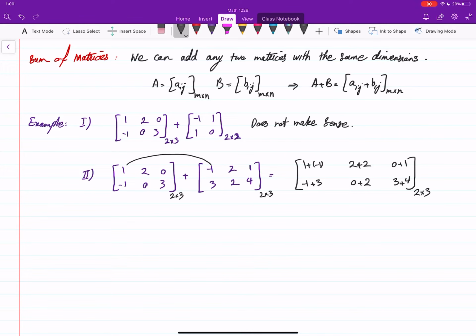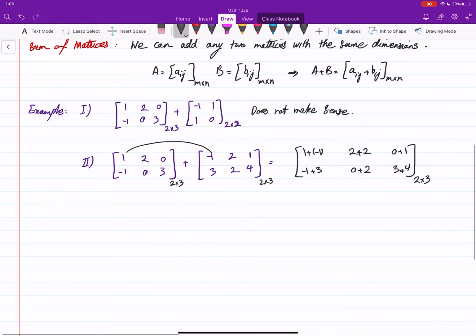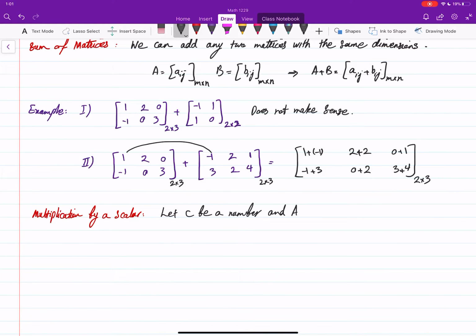And, well, this way you define the sum. Okay. The next thing is multiplication by a scalar. So if you choose any matrix, let c be a number or a scalar, and A be an m by n matrix, such that the entries are denoted by a_ij.